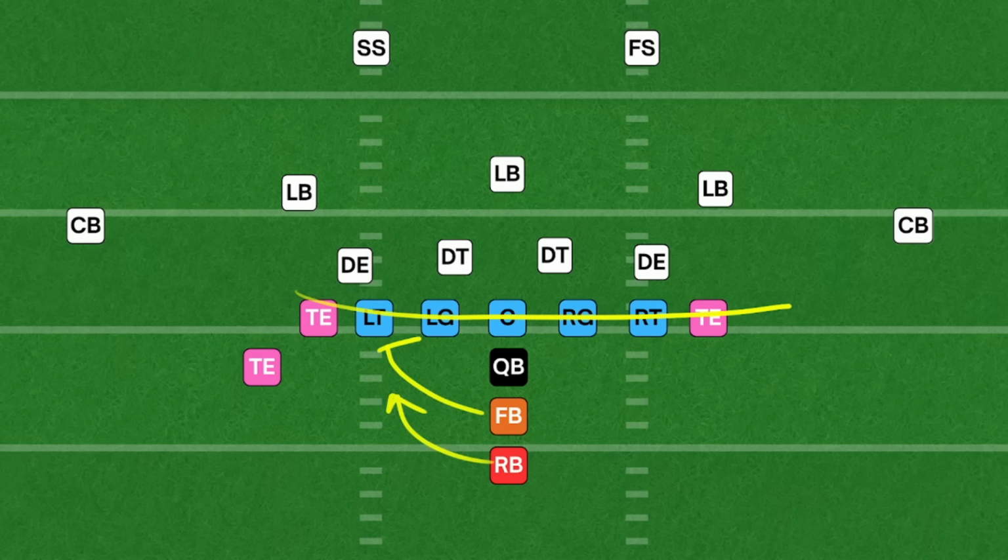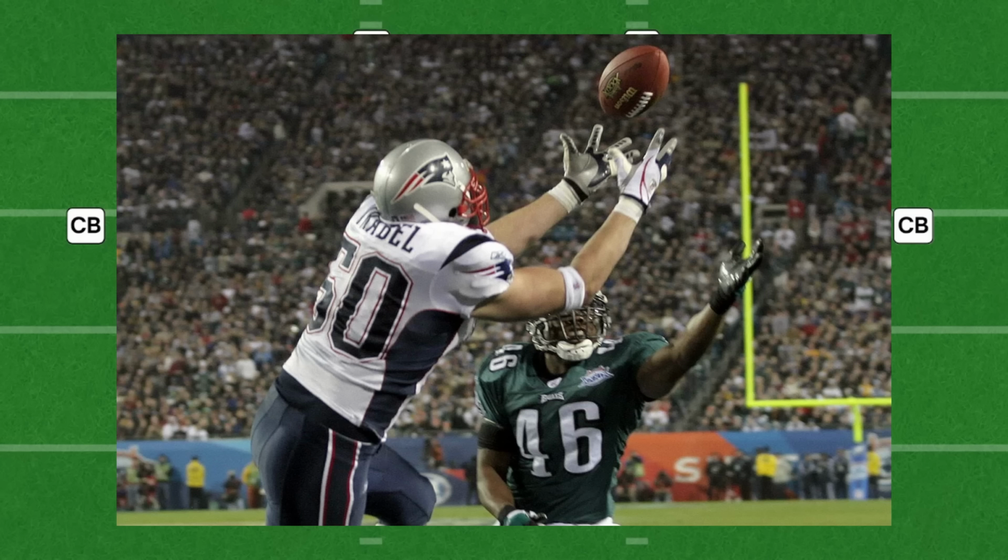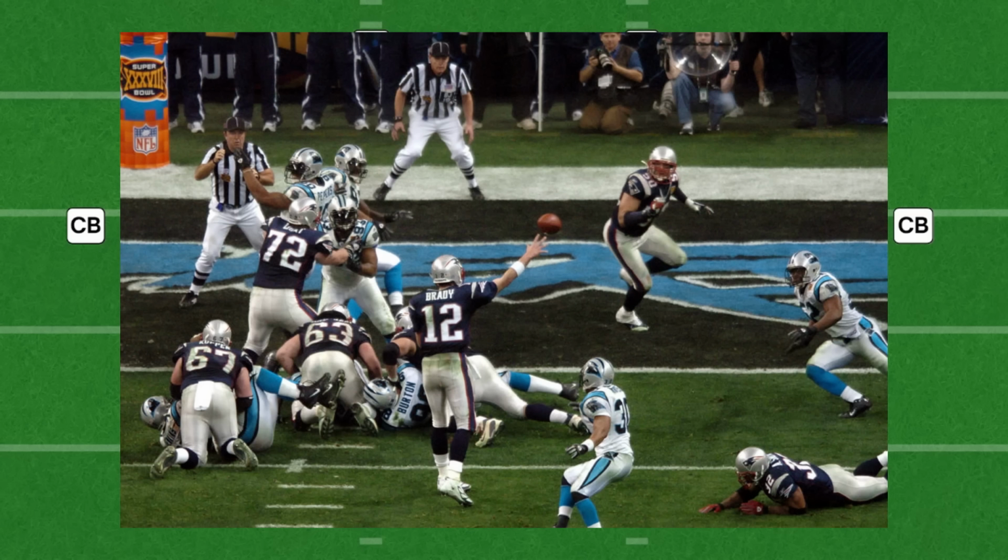But some teams have gotten creative with goal line formations. The Patriots used linebacker Mike Vrabel as an eligible receiver in goal line situations, throwing him touchdown passes in 2 Super Bowls because no one expected a linebacker to catch passes.